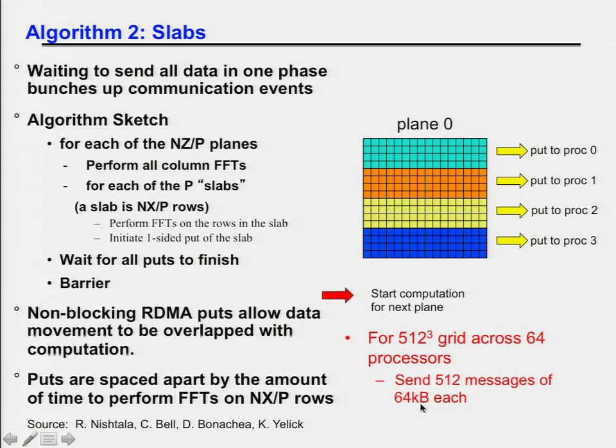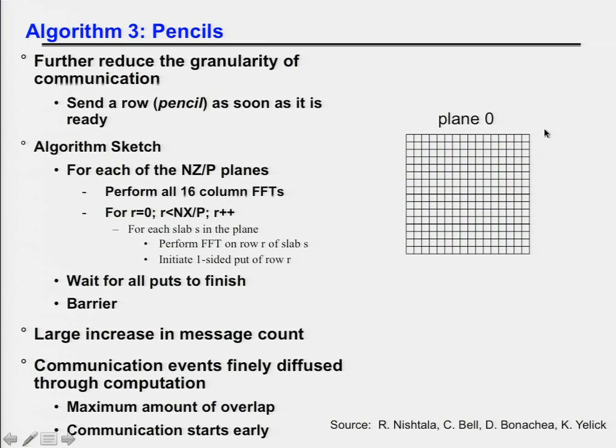So same total volume, but this is going to give me potentially more overlap. And so pencils is a very similar idea. Again, here I'm going to start by doing all of the column FFTs. I'm going to finish all of those. And then here's where the destinations are. And so I'm going to start by doing just one FFT. And as soon as I'm done with that, I'm going to send it to processor 0.